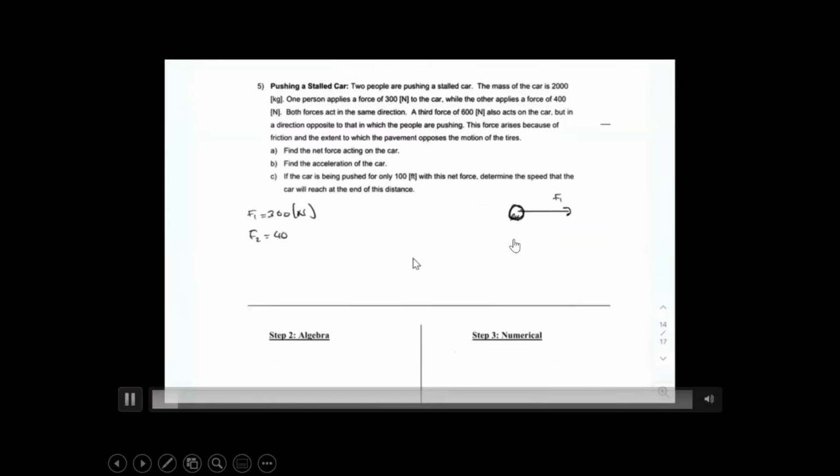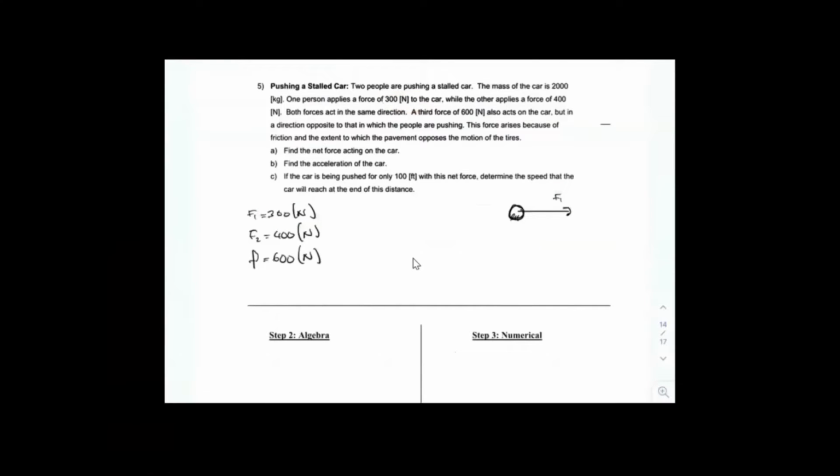So there are two forces acting on the car. Two people are pushing on the car, right? So there's a backward force opposing the motion. That's friction. Okay, the first thing we do is we do force diagrams. Okay, some that you guys will have to get used to.